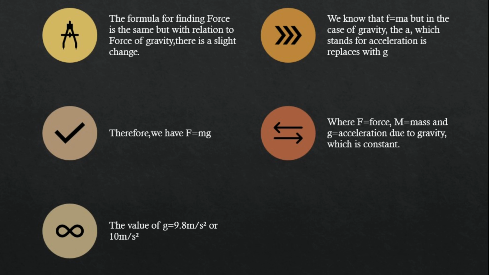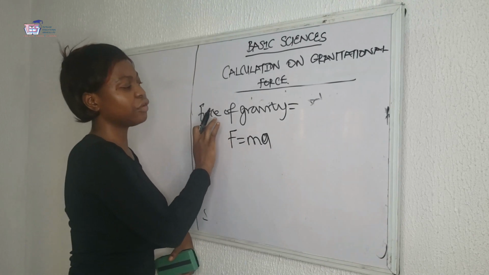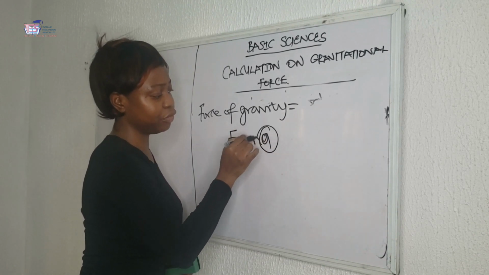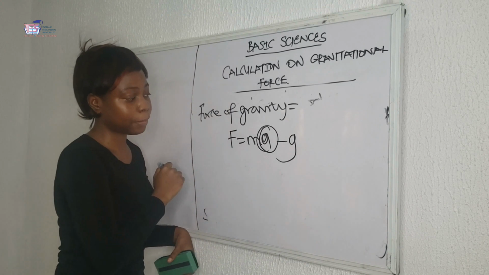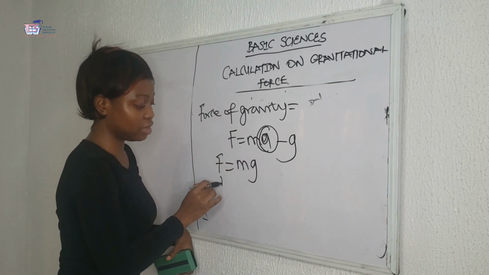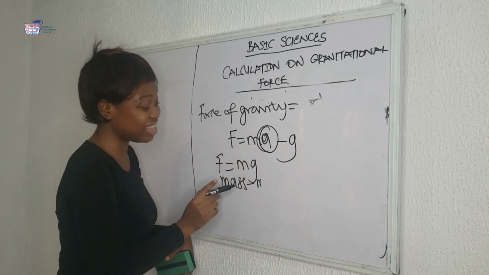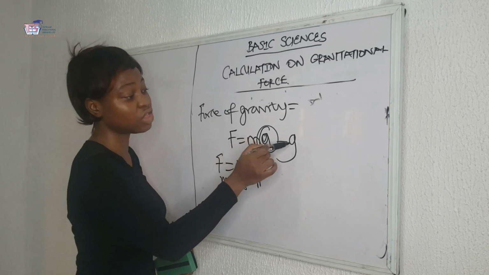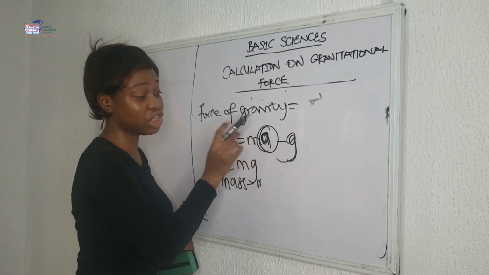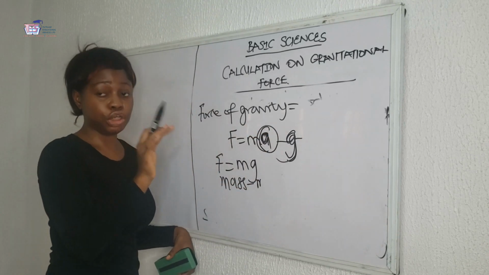But in the case of force of gravity, we say force equals mg, where before it was force equals ma, where m is the mass of the body and a is the acceleration. In the case of force of gravity, this a will be replaced with g, and therefore we say the force of gravity equals mg, where m is still the mass, and the g in this case is the acceleration due to gravity. That is why it is represented as g. Remember, this is just a, which is acceleration, while this g is the acceleration due to gravity.